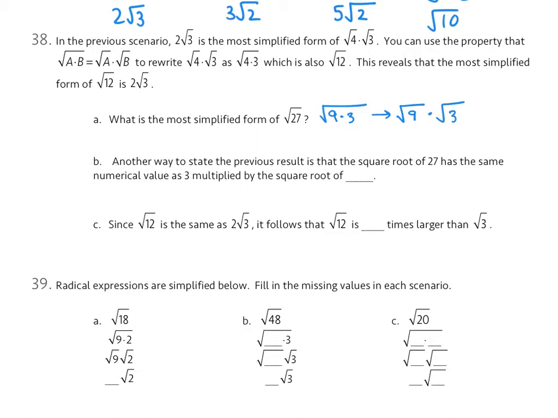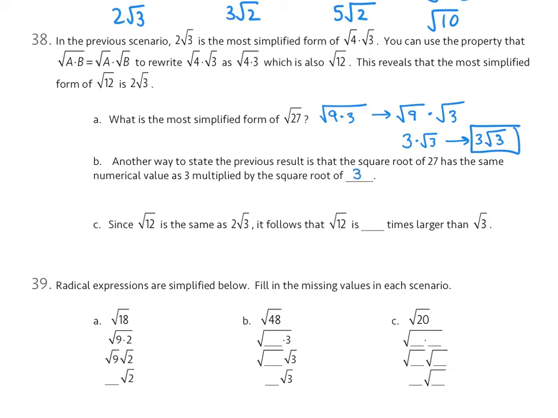Now the square root of 9, that's just 3. And the square root of 3 I can't simplify, so I can just bring that down times the square root of 3, and then I can remove the dot and just put 3 root 3. So the square root of 27 is 3 root 3. Another way to state the previous result is that the square root of 27 has the same numerical value as 3 multiplied by the square root of 3.